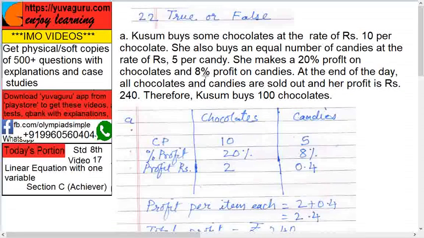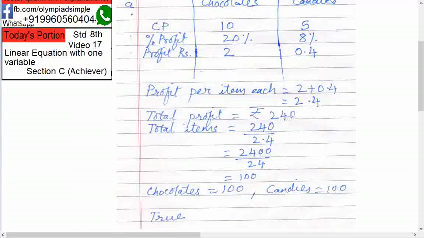Now what are they saying? Both have been sold out and profit is 240. Total profit is 240 and per item combined together the profit is 2.4. So how many items sold? 240 upon 2.4, right? Because this is the profit for one and this is the total profit. So when you solve this, it becomes 2400 upon 24. The decimal point goes over here and here 10 adds. So 24 ones and hundreds. So each item was sold 100 chocolates and 100 candies.